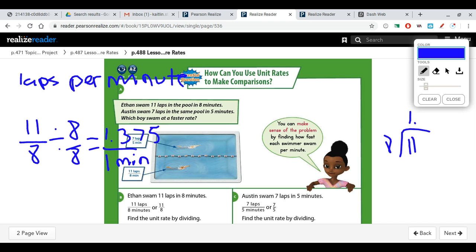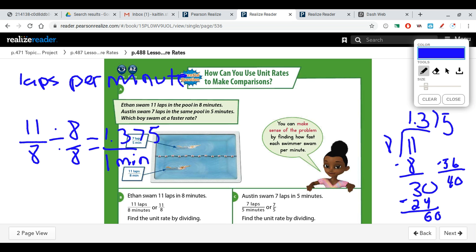It's going to go in there one time. That becomes 8. Subtract, I have 3. Add my decimal, put a 0. 8 goes into 30 3 times. That becomes 24. I subtract, and I end up with 6. Add a 0. 8 is going to go into 60 7 times. That becomes 56. When I subtract that, I'm left with 4. Add my 0, and I get a 5. So it's 1.375 laps per minute. Okay.